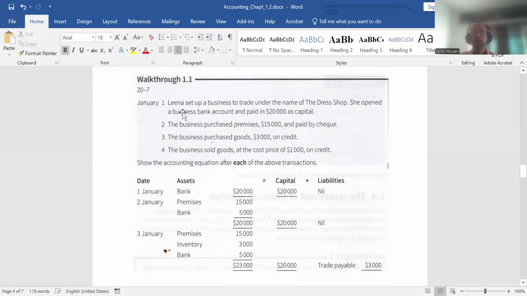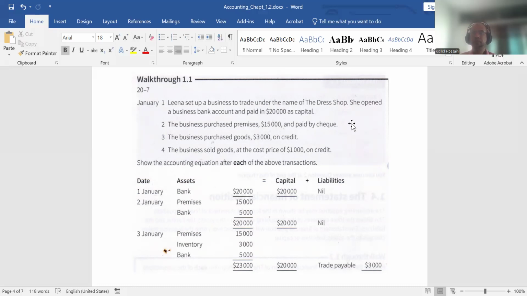January 1: Lina set up a business to trade under the name of the dress shop. She opened a business bank account and paid in 20,000 as capital. So on January 1, Lina set up a business and initially invested 20,000 as capital, and this 20,000 was deposited directly into the business bank account.